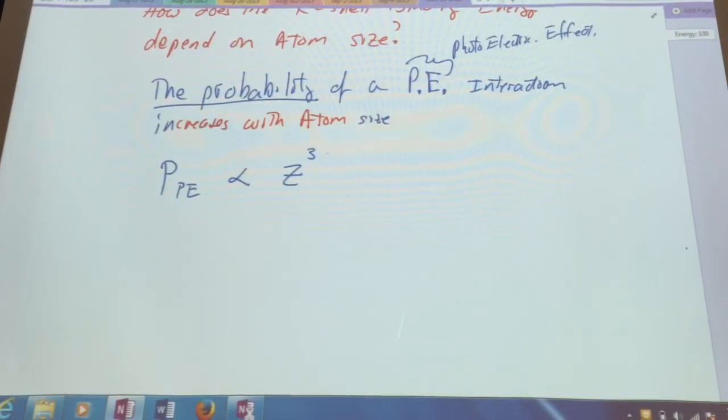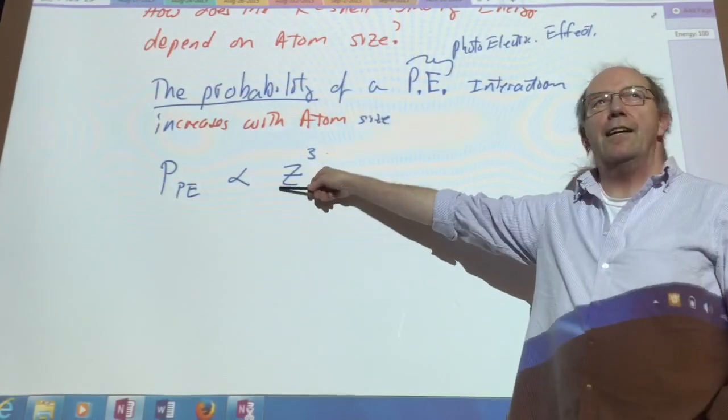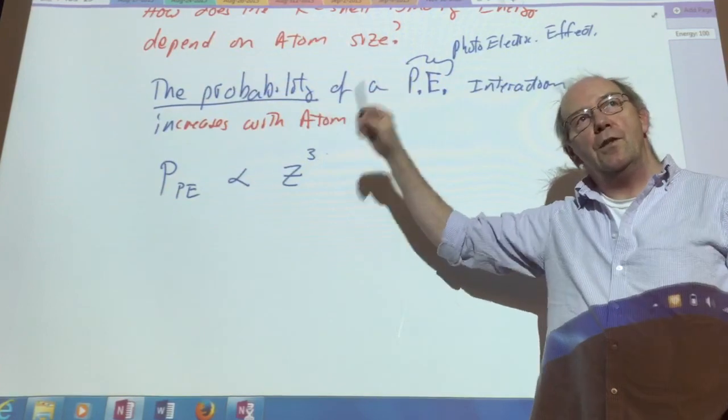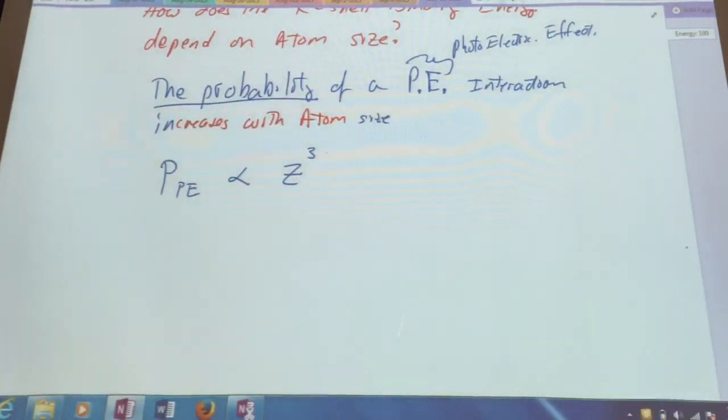Yeah, so because of the binding energy, we're thinking photoelectric effect, inner shell atoms, and because those inner shell atoms are so tightly bound, the probability of getting some electron with a binding energy that's approximately at the photon energy goes up with the bigger the atom. So that's why it's proportional to Z cubed.